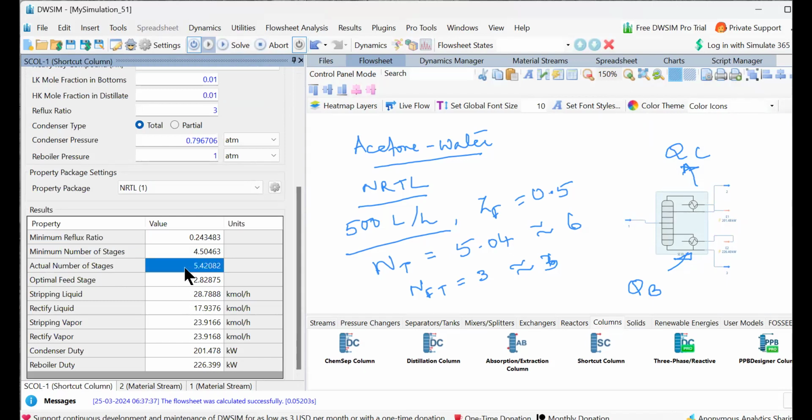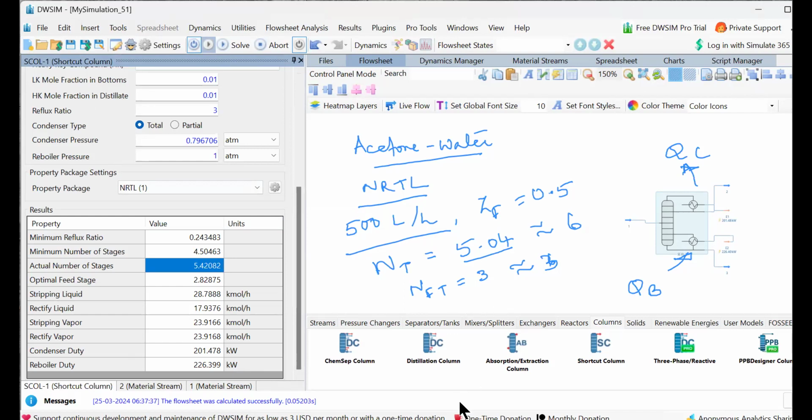You can see the actual number of stages. Previously it was 5.04. Now it is not 5.04, it is 5.42. There are certain changes in the results, that is what I am trying to say. Now you can see the condenser duty and reboiler duty. Previously the results were different, and now the results are different.